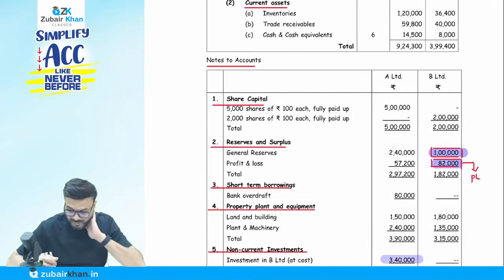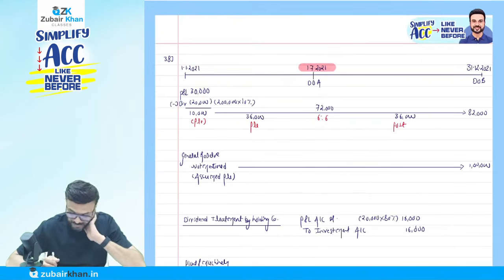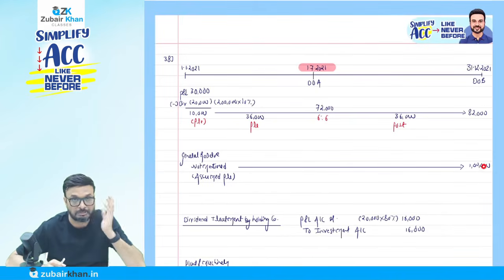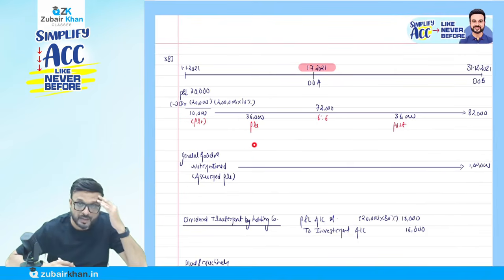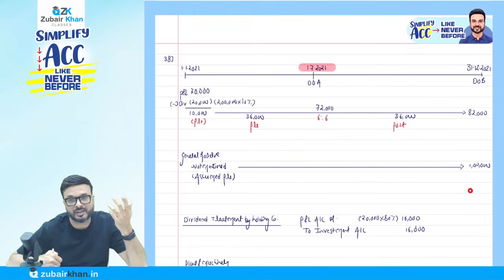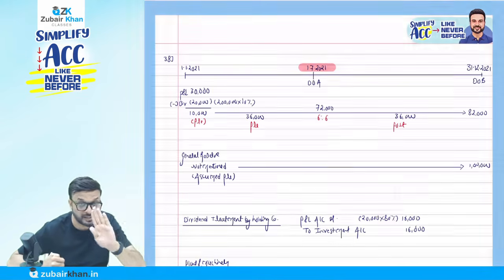They have not mentioned anything about the opening balance of general reserve. The closing balance is 1 lakh, that we know, but whether it was an addition during the year or it was the opening balance, we don't know. If it was the opening, it will come in pre. So we assume that this 1 lakh was also the opening balance. Nothing is mentioned in the question.